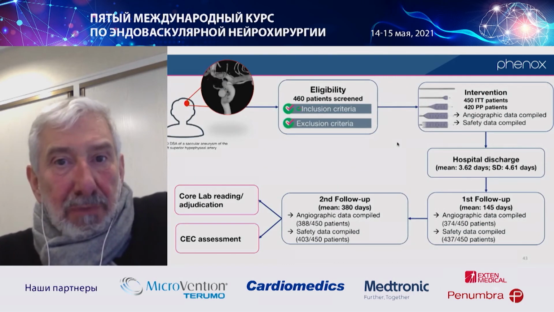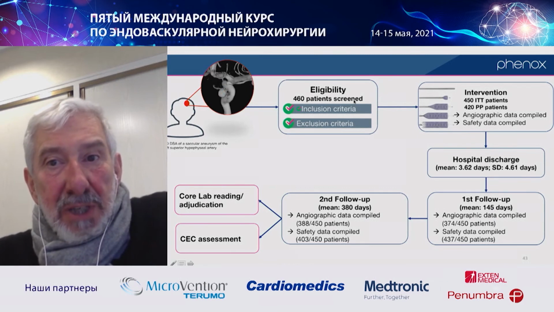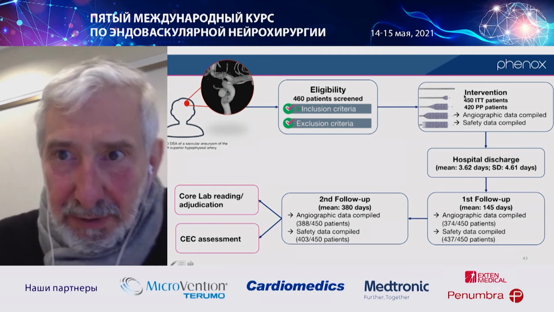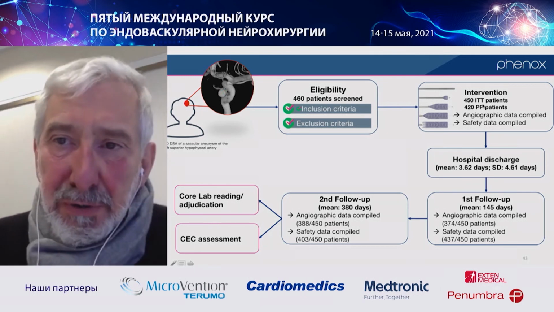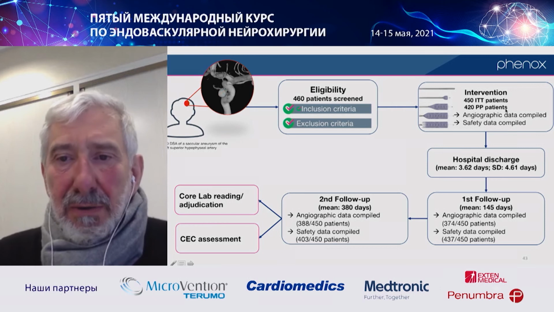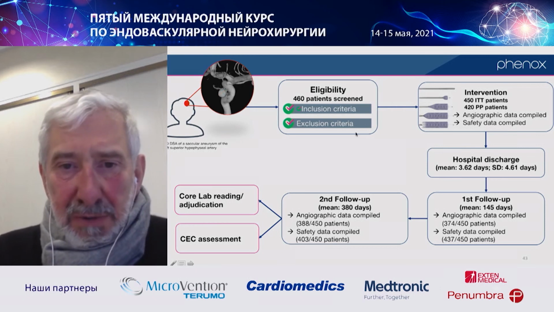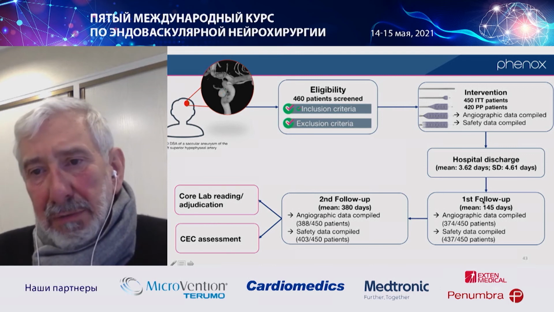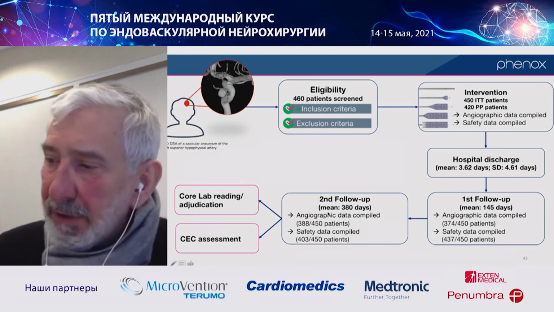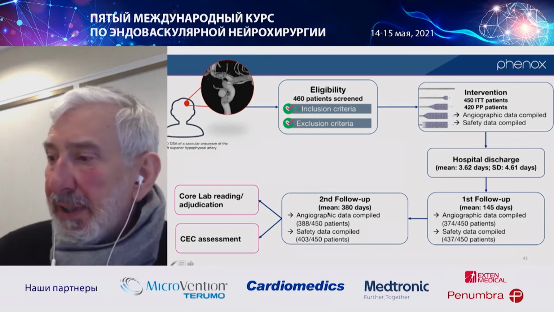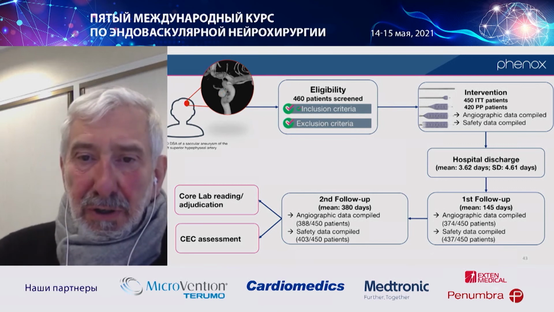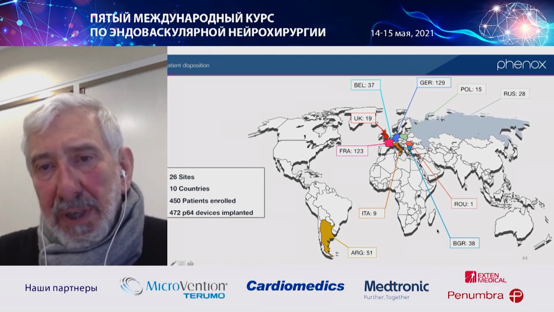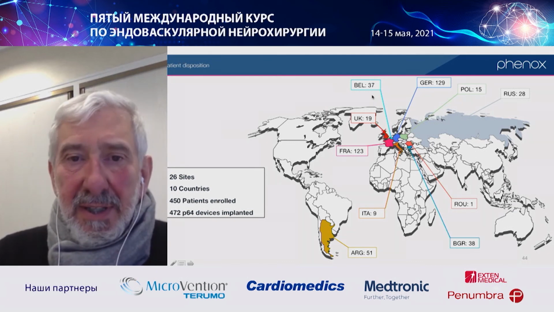So there, 460 patients were screened, and finally 450 ITT patients were included, and 420 per protocol patients were analyzed. As you see, we have a first follow-up at a mean of 145 days and a second follow-up at 380 days. When we look here, you see the centers who were involved in this study.